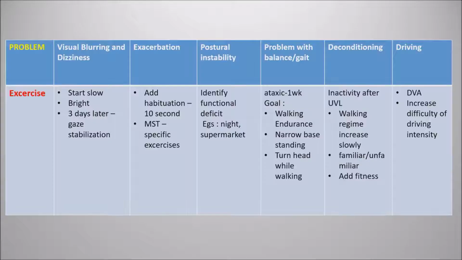Now, why start slow? If a patient is coming to you acutely, why don't you go aggressive and say, no, I'm going to do this fast? Because VOR gain will start very slowly, 0.25 to 0.5 per week. So for that to occur, you have to start slow.